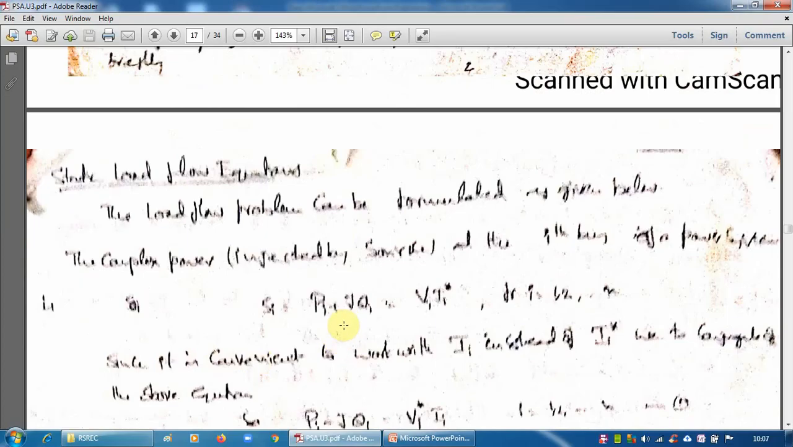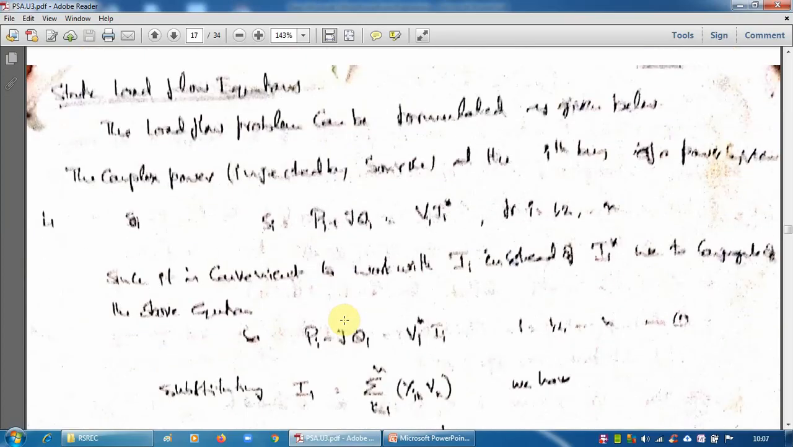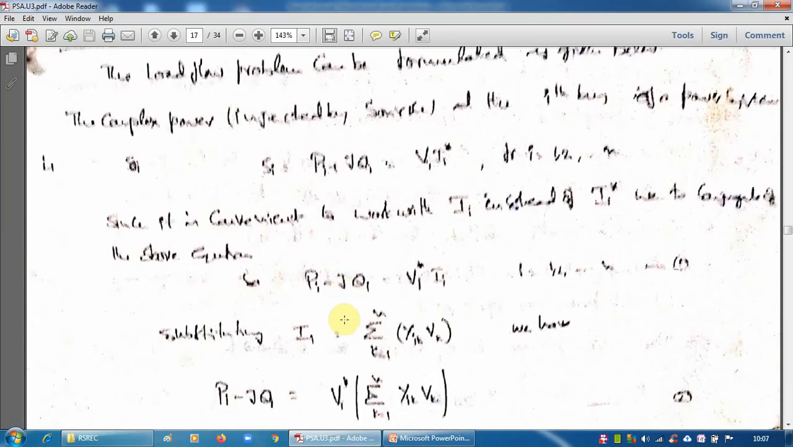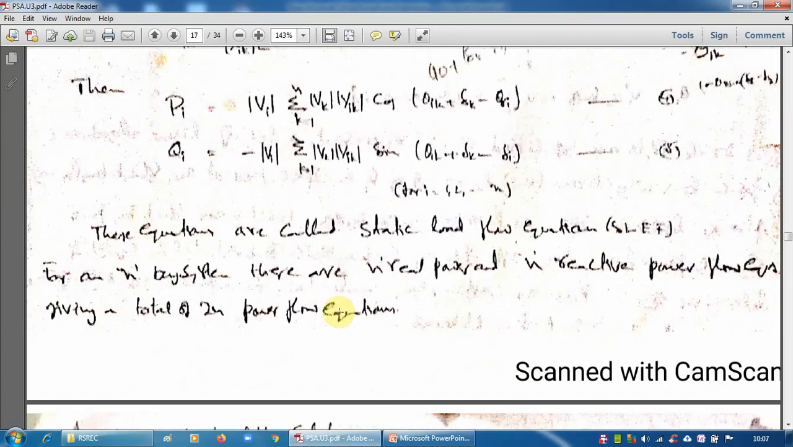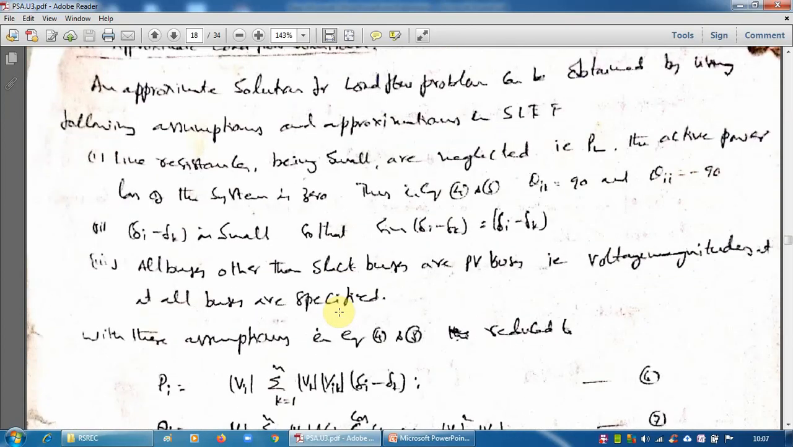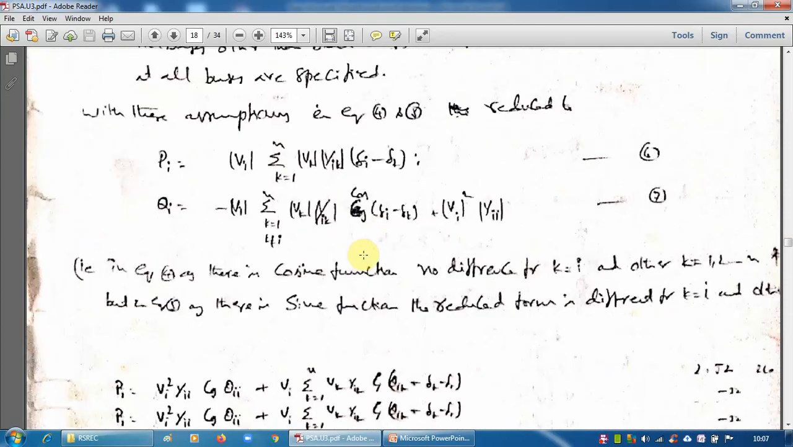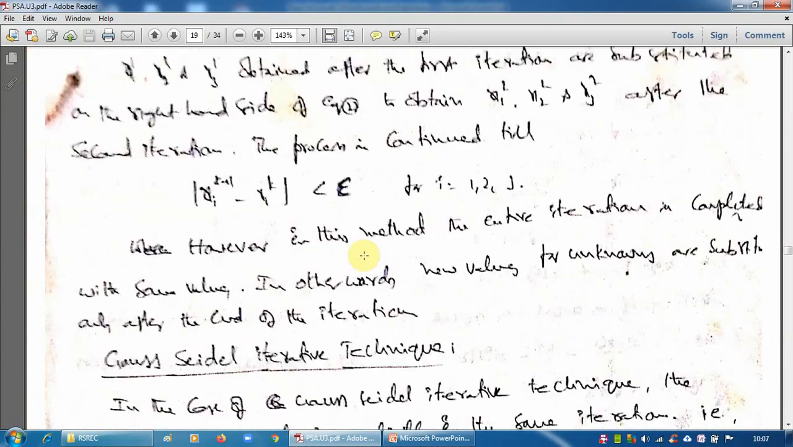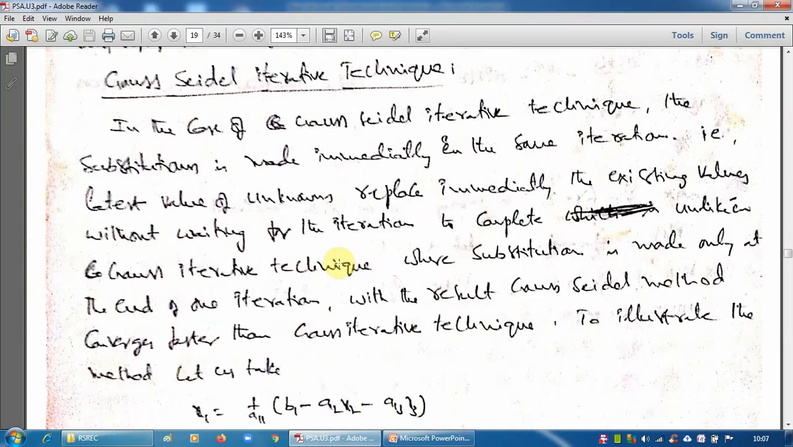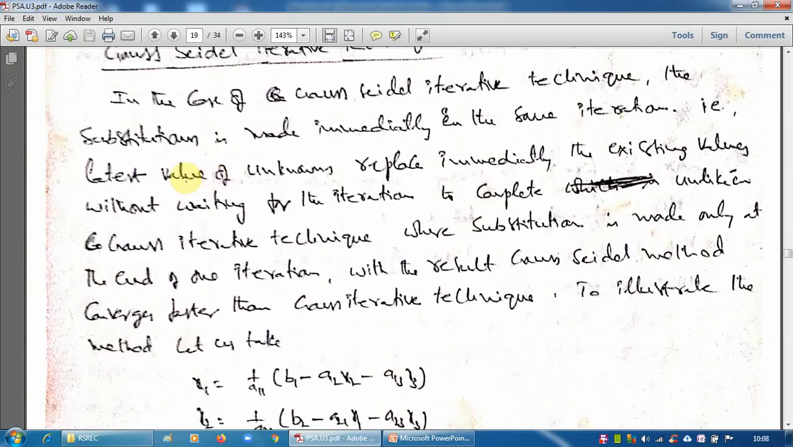The static load flow equation is somewhat different, that we will see later. Right now we will skip this particular section, Gaussian static load flow equation and approximate load flow solution, that we will see later. We will now straight away go to this Gauss-Seidel method. To understand the Gauss-Seidel method, let us have this discussion.